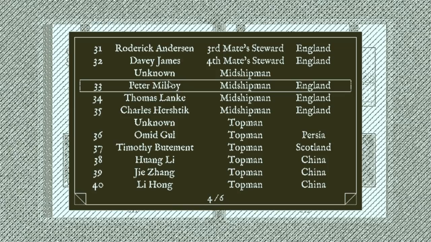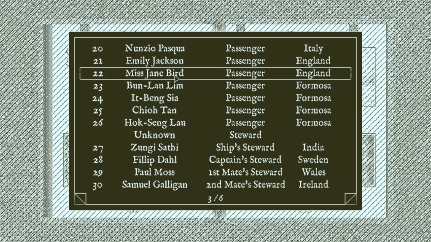Emily Jackson and Miss Jane Bird. Do you think? I know who it is, Miss Jane Bird. She would. That's why she's the governess. That's why she's protecting Emily Jackson. Yeah, that's why. Now, can you explain Miss Jane Bird to me?